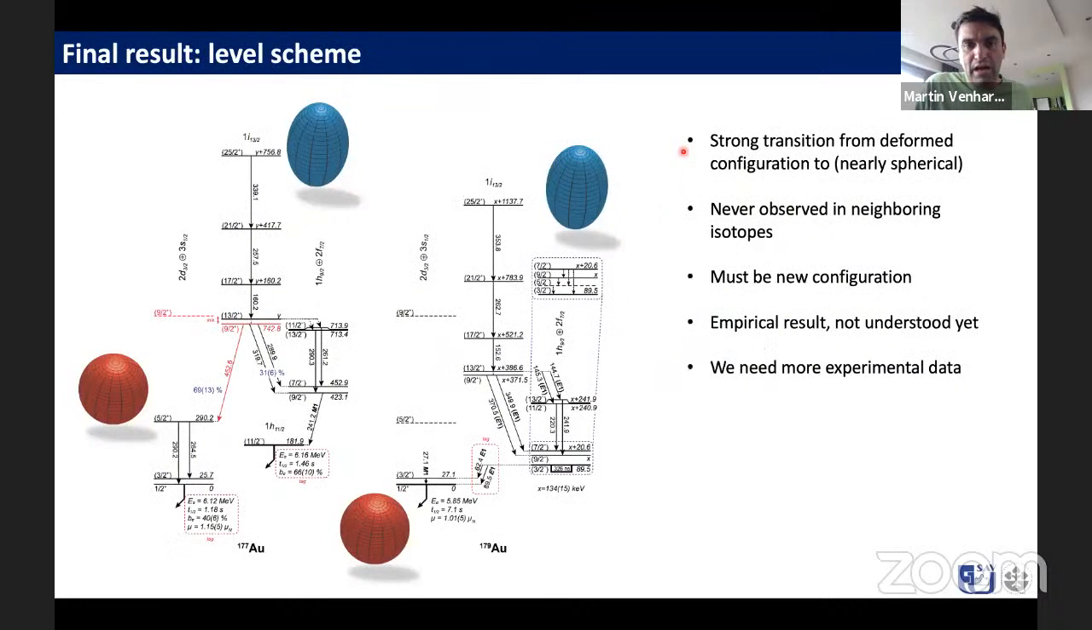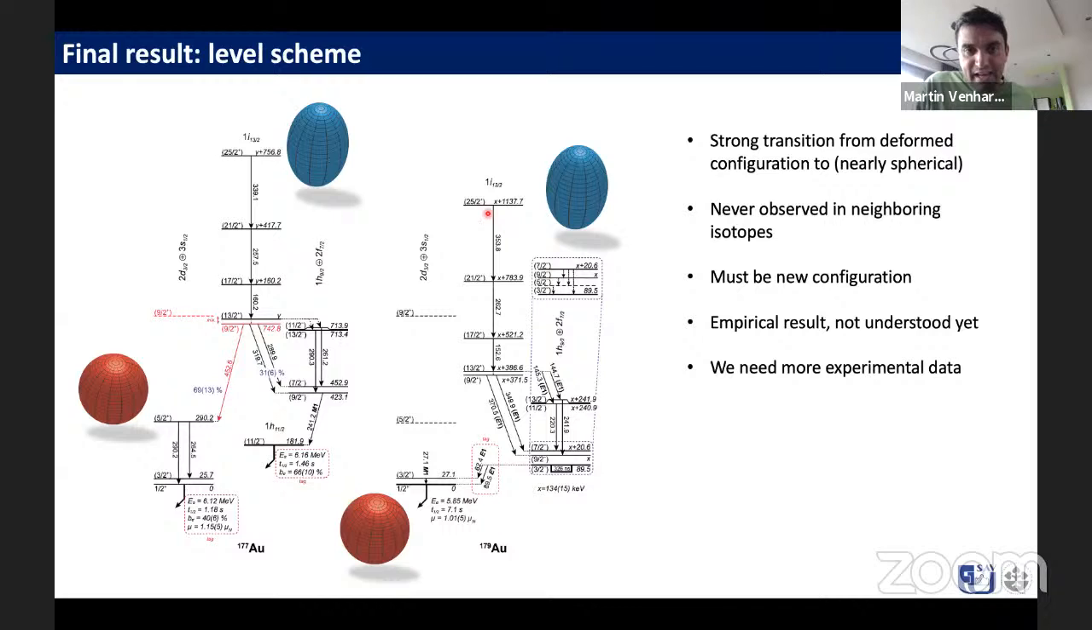Okay, so this is our recent result, which we published in Physics Letters B, which is a special journal for nuclear and particle physics, where important results in nuclear and particle physics are published. For example, this is the journal where in the past was for the first time published the discovery of the Higgs boson by the ATLAS and CMS collaborations. And these are the level schemes that we measured.